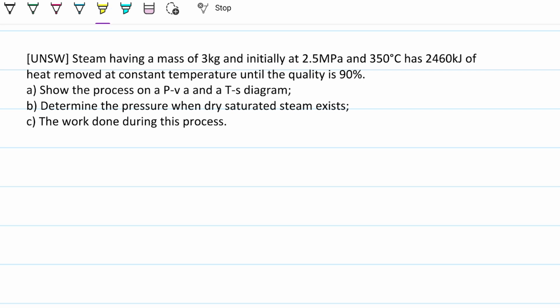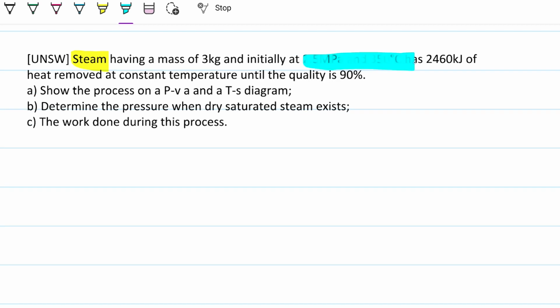So let's start by analyzing the problem. We have steam, so we're going to be using steam tables. This is not an ideal gas, so therefore we need the steam tables to be able to grab the properties. We have the mass, so whenever we get things with respect to kilograms, we can multiply by 3 to get the full amount of energy. And initially at 2.5 and 350, this screams superheated, but we're going to be sure, right?